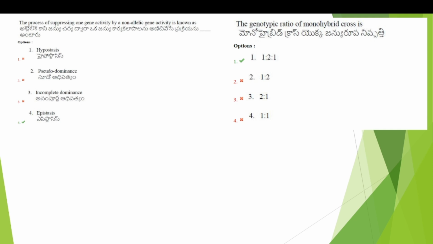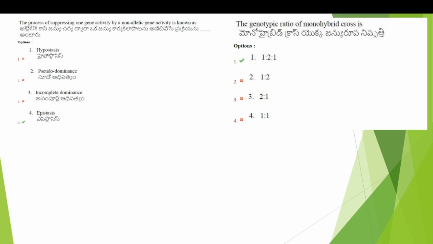Whenever a test cross is given, whether monohybrid or dihybrid, the ratio is 1 is to 1. Whenever a monohybrid cross is given, if they ask for the genotypic ratio, that is 1 is to 2 is to 1. If they ask for the phenotypic ratio, that is 3 is to 1. The second and third options do not exist at all.